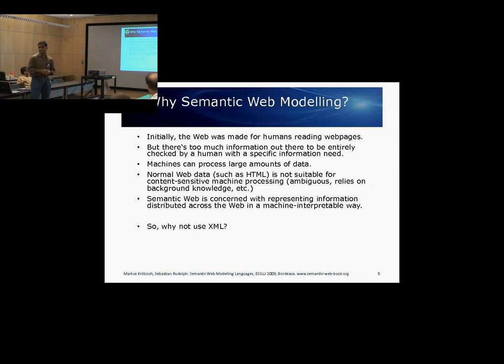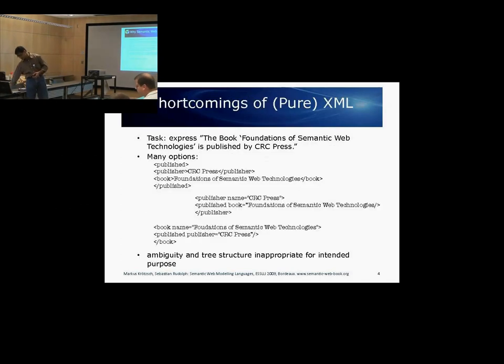But then the question which arises in our mind is, why not use XML for this particular purpose? So let's see if we can try to do a simple thing in XML. If I have to express a statement that the book Foundations of Semantic Web Technologies is published by CRC Press, we have multiple options for doing the same thing. There is one option in which I can represent the publisher as a child element of published and then make book its own independent element.